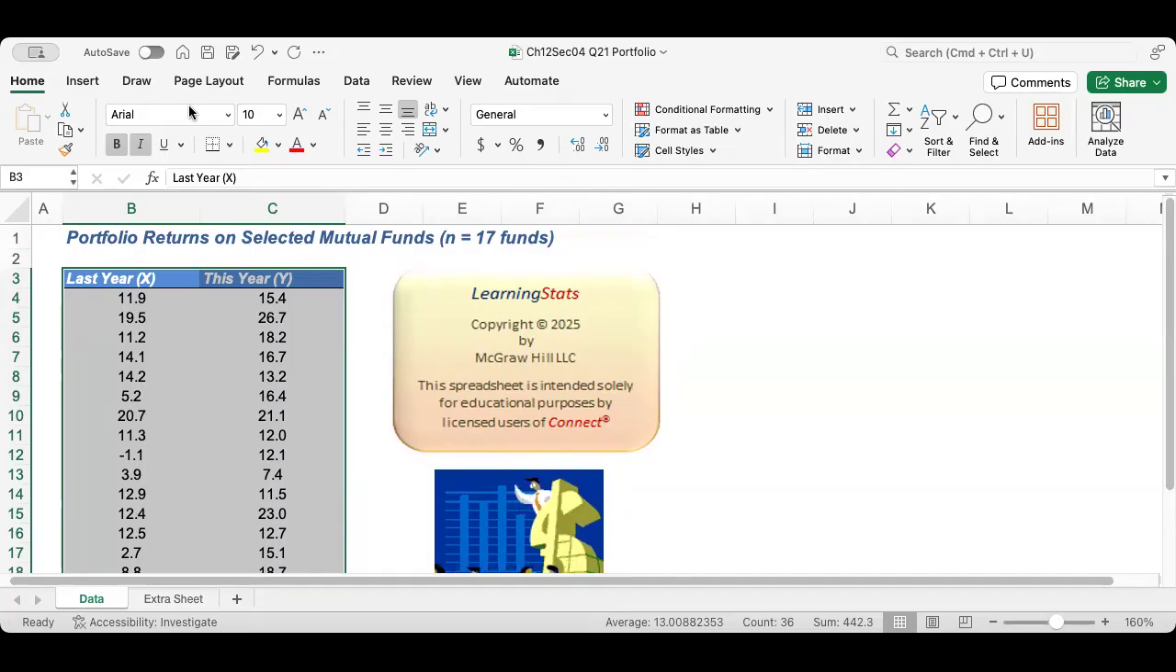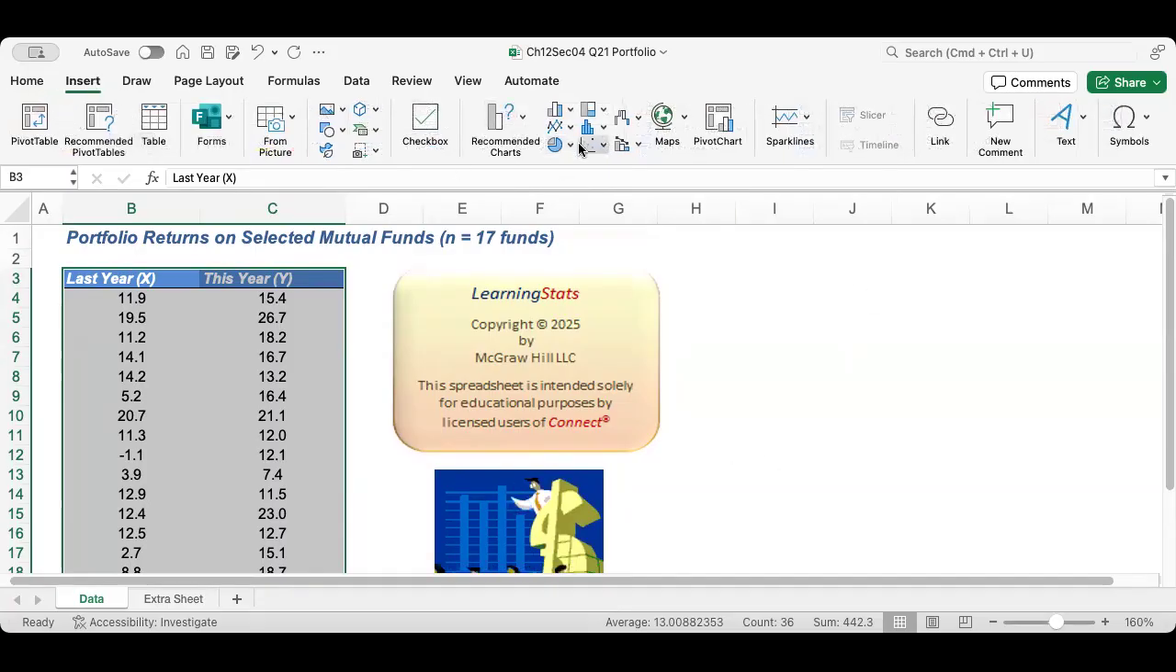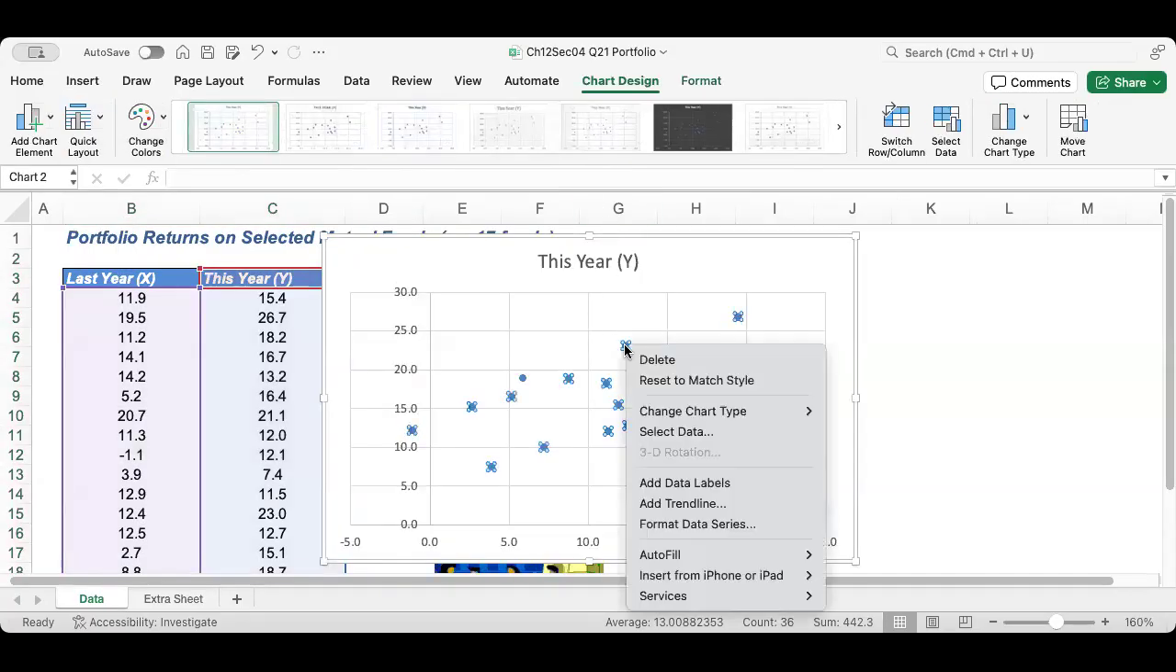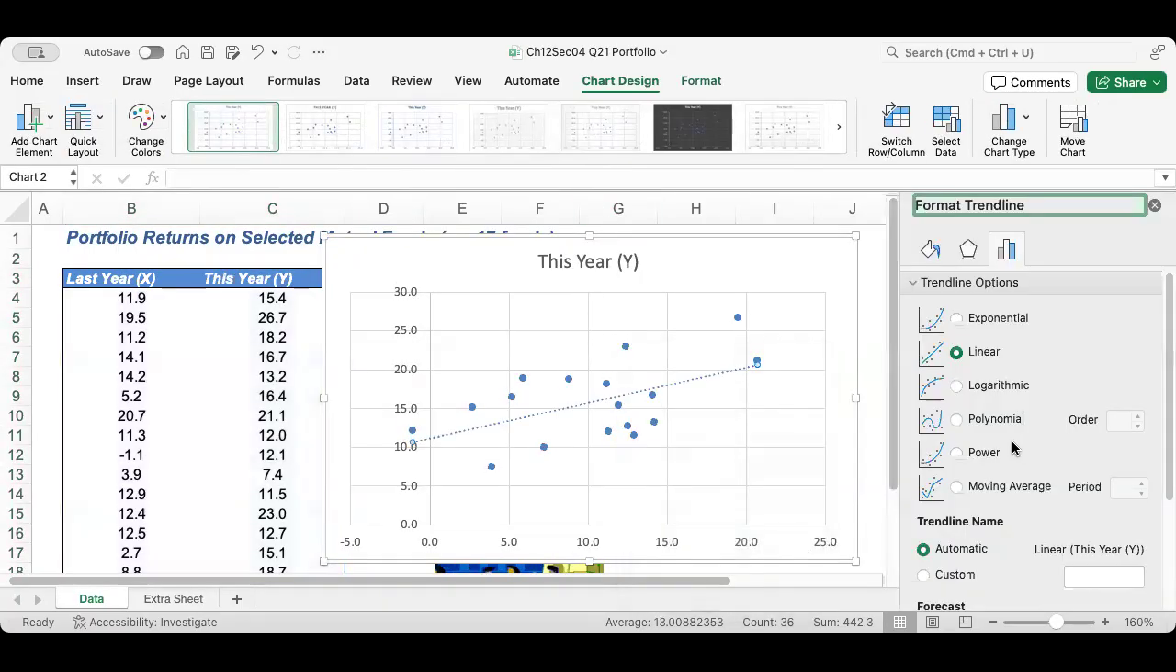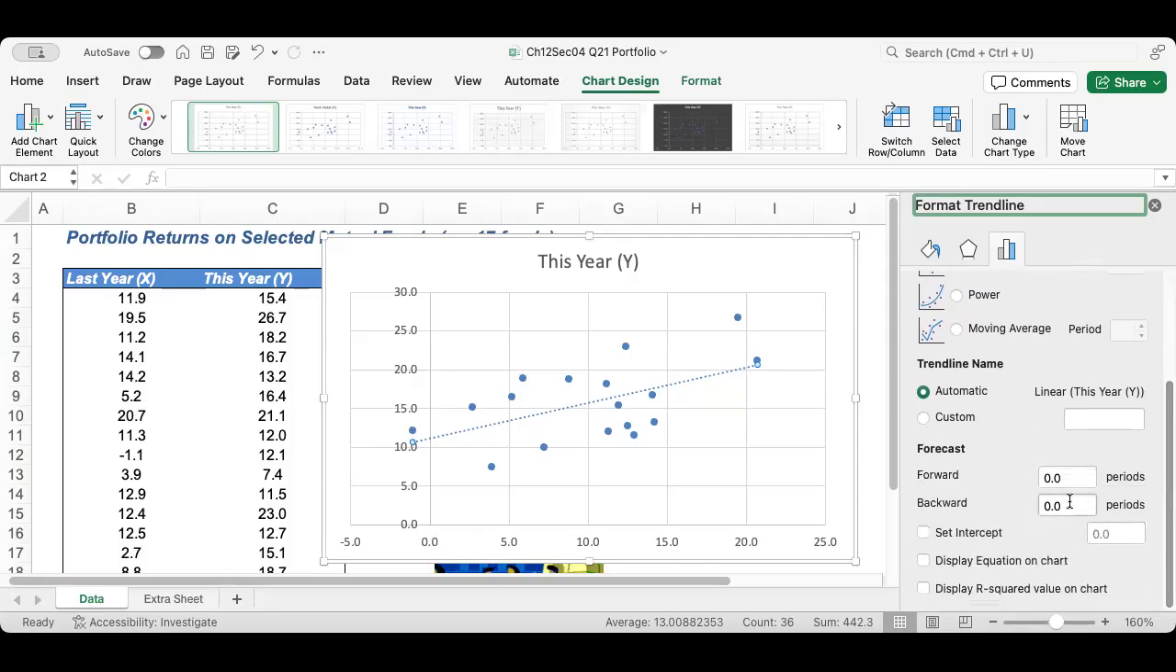But if I look at a scatter plot, it kind of looks like it. Let's look at the trend line. Yeah, that trend line's going up. The better I do last year, the better I'll do this year. Let's see how much better.